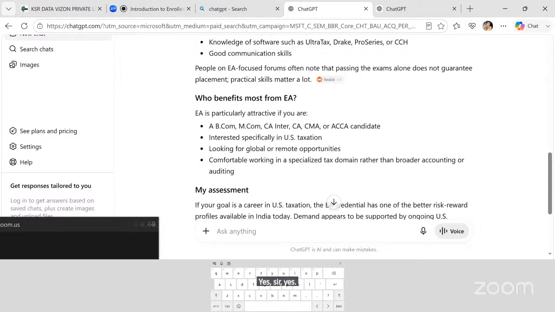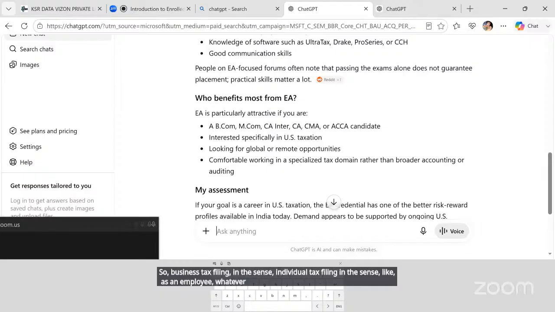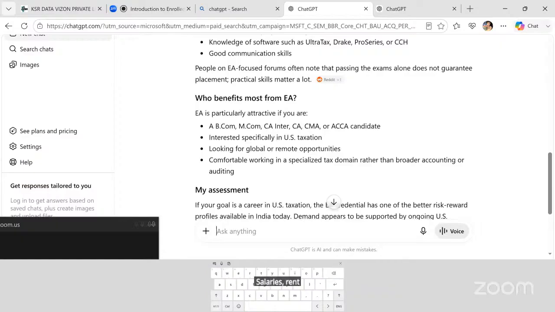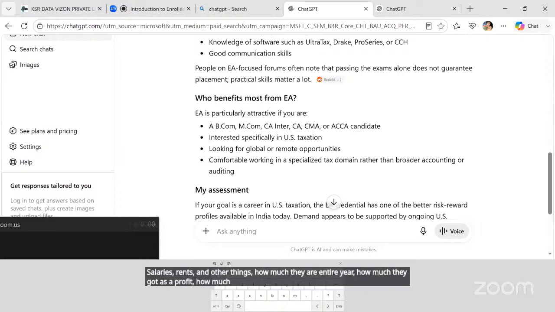Okay, that is part number 2. Business. That will be part number 2, sir. The second paper will be business tax filing, 1065. Business tax filing in the sense, individual tax filing is like as an employee, whatever I am earning, how much I need to pay tax is in the first paper. In the second paper, if I have a business, that company's taxation. Example, KSR Data Vision is running an institution, it's a business obviously. How much they are spending on salaries, rents and other things, how much they got as profit in the entire year, how much they need to pay tax.